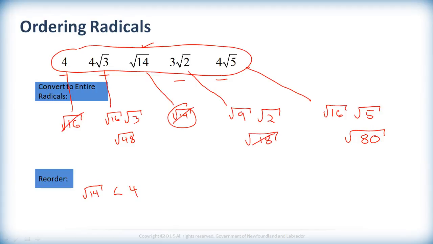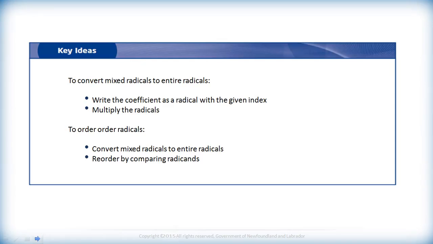And then the next one is square root 18. So that's less than square root 48, and square root 18 was originally 3 root 2. Square root 48 was 4 root 3. And then the very last one was this root 80, which is 4 root 5. And what we've done is we've taken the big old mess we had and we sorted it out in terms of which ones are bigger and smaller. Okay? Not so much to that.